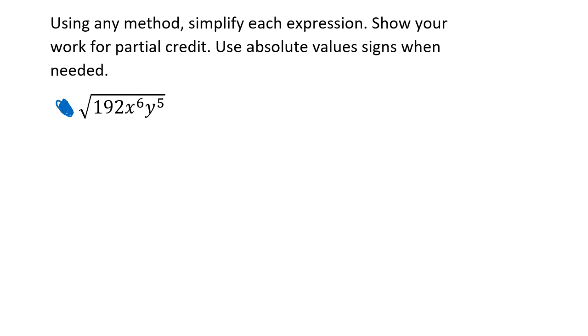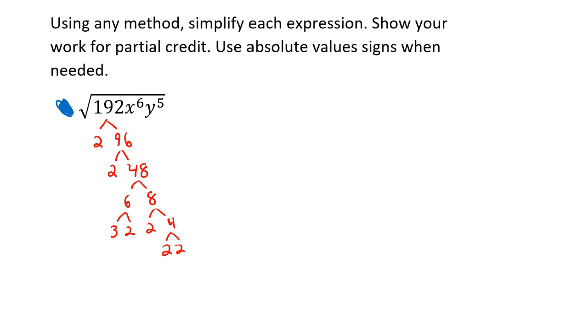And we're going to break down 192, which is going to be 2 times 96. 96 is 2 times 48. 48 is 6 times 8, which is 2 times 3. 8 is 2 times 4, and 4 is 2 times 2.